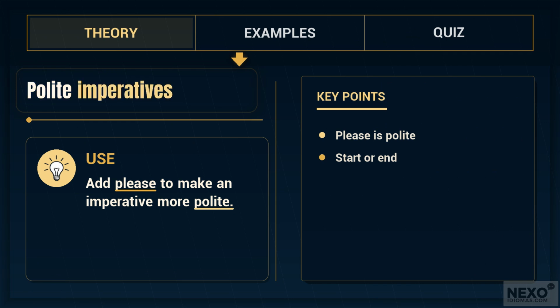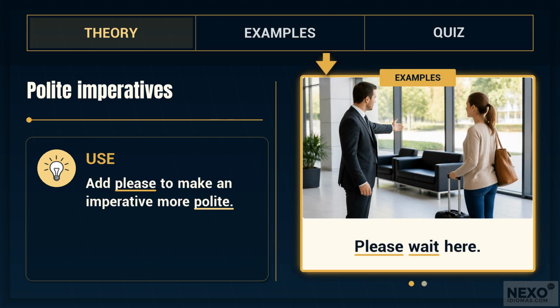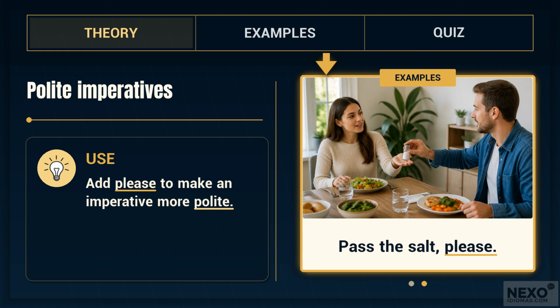Polite imperatives. Add please to make an imperative more polite. Example: please wait here. Example: pass the salt, please.